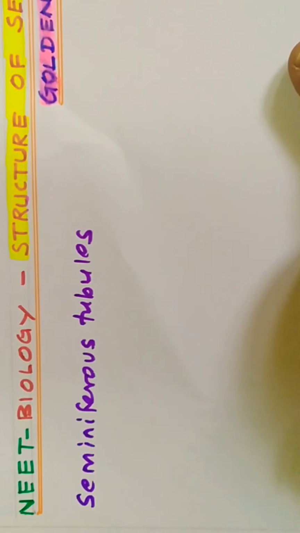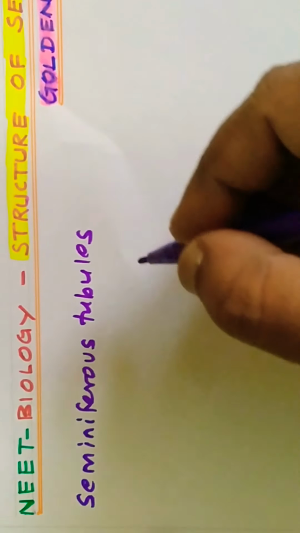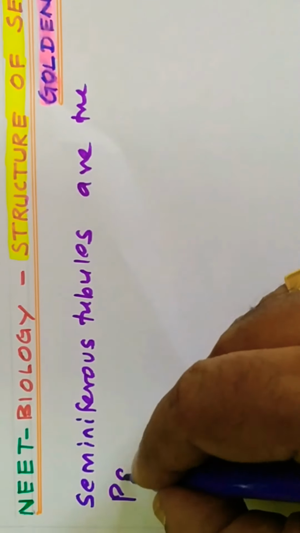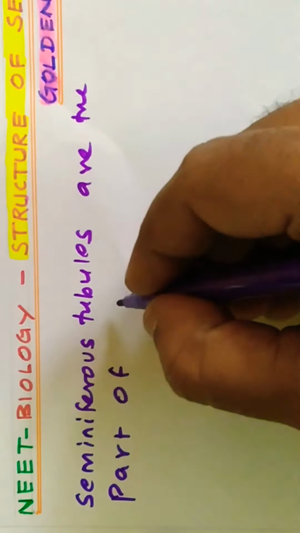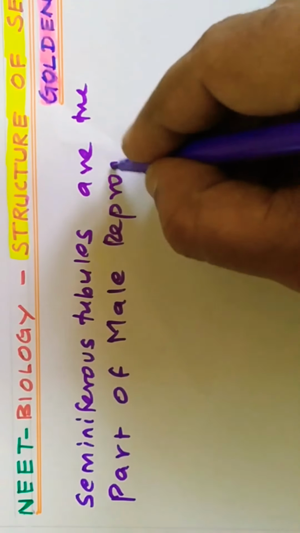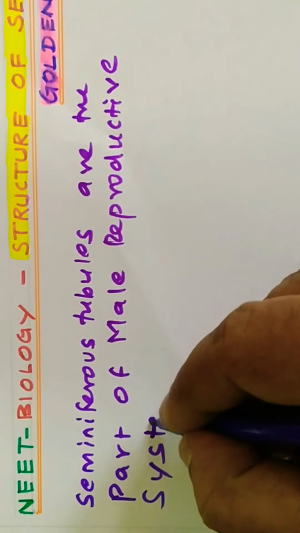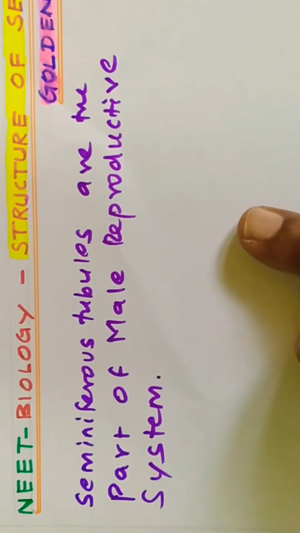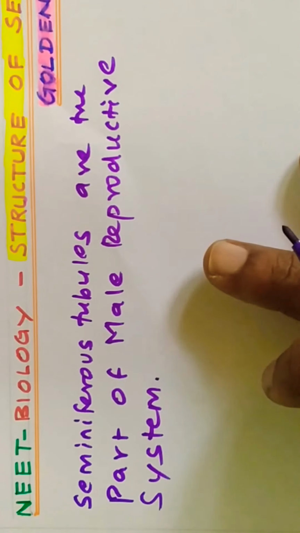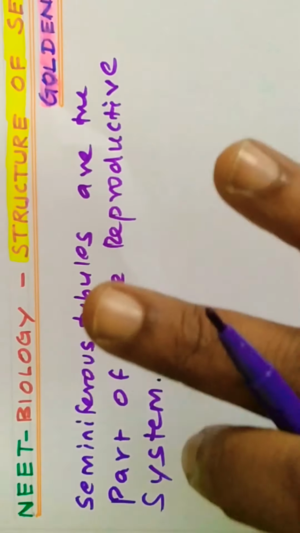This is your Prabhu sir. First I will explain what seminiferous tubules are. Seminiferous tubules are part of the male reproductive system. The male reproductive system has a lot of parts: a pair of testis, vas deferens, urethra, etc. Within the testis, the seminiferous tubules are a part.